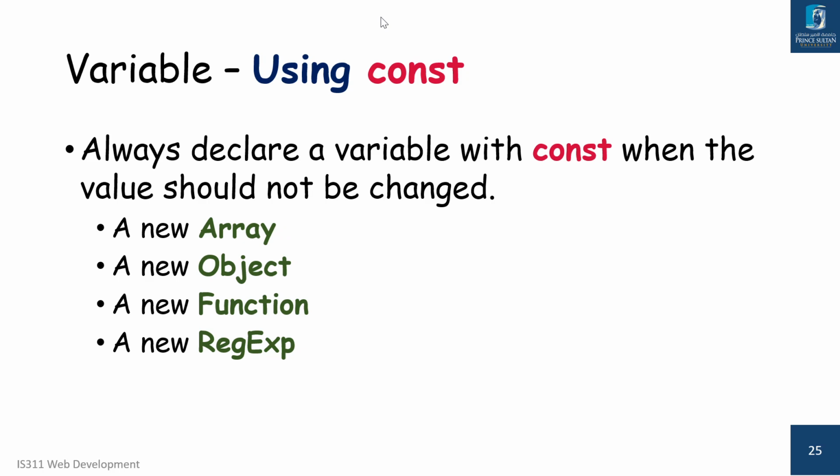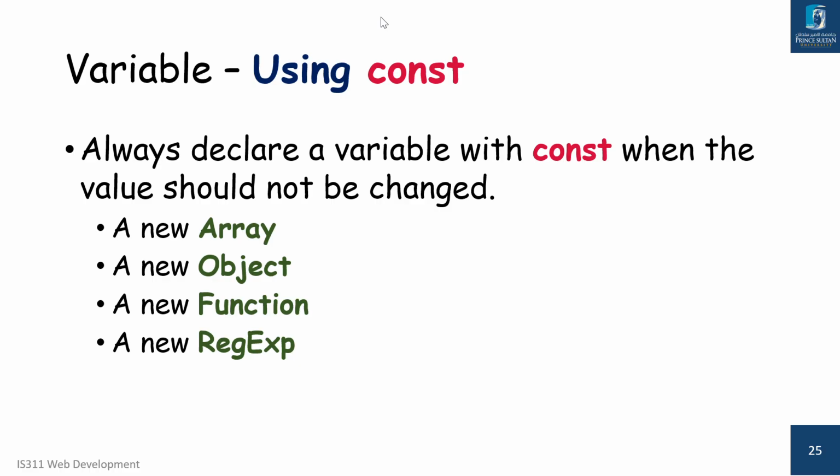Hi students, this is the point where we left our last lecture when we were talking about const, where we can use the const type of variable. They are local variables which we declare in our block, and they are not global variables. Normally we use const to declare the objects of an array, or objects of a class, or objects of a function or a regular expression.